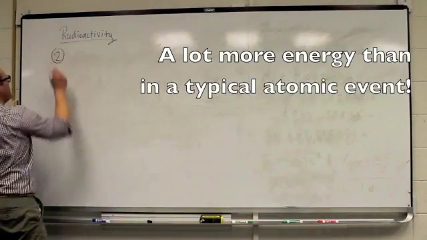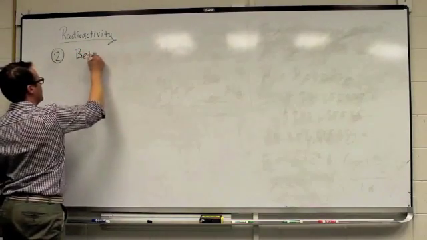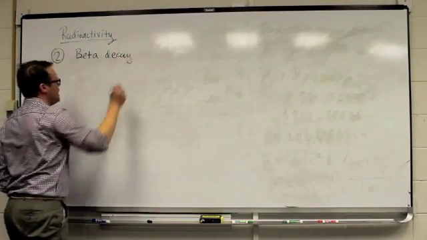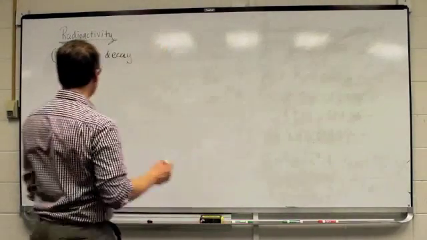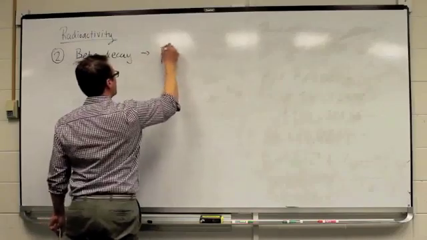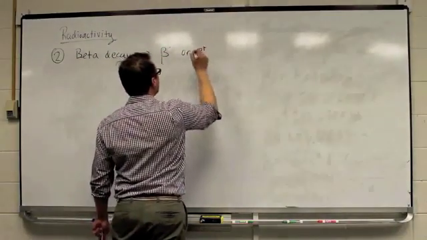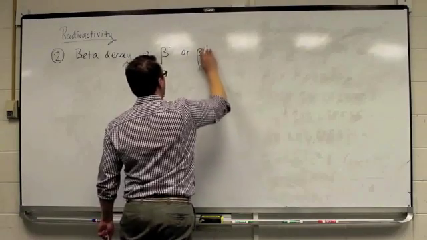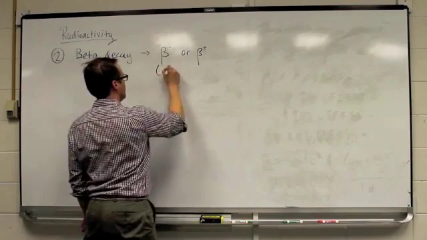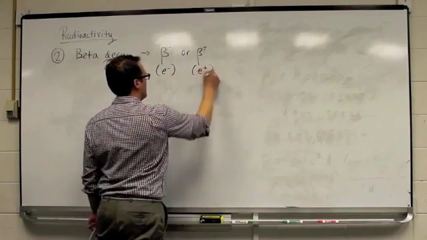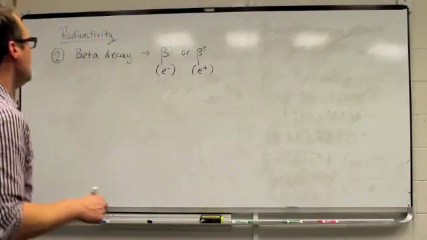Another thing that can happen would be the second type of decay, beta decay. Now, a beta particle is just either an electron, which we would write as a beta minus particle, or a positron, which is a particle that has exactly the same mass as an electron, but a positive charge. Exactly the same magnitude charge too, but positive.